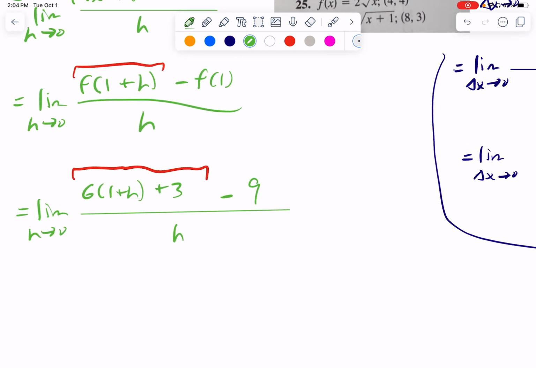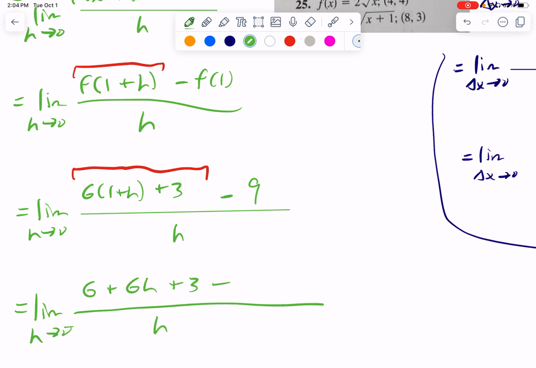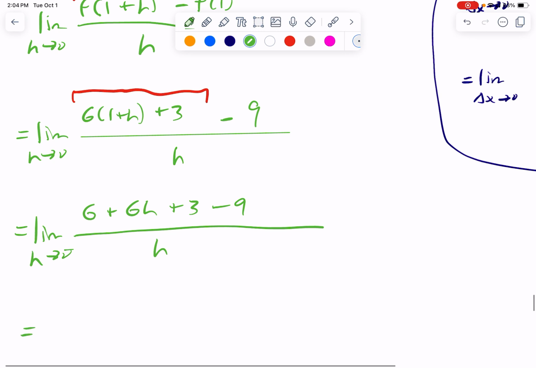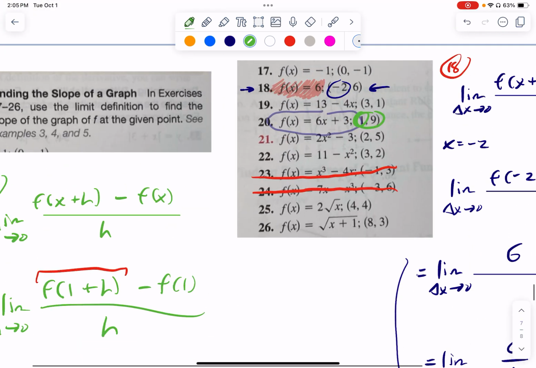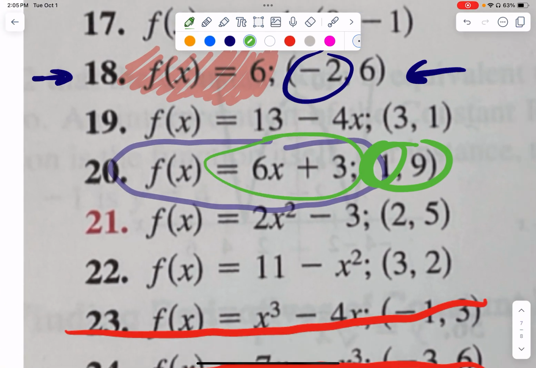Now, let's do some algebra and hope things cancel. I have the limit as h approaches 0. Keep writing the limit, keep writing the fraction. Distribute that 6. What I will notice is that 6 plus 3 minus 9, all those constants cancel out. So I am left with 6h over h, which simplifies to 6, and so the answer is 6. This one also makes sense because this is a line with a slope of 6. We computed its steepness and got 6.